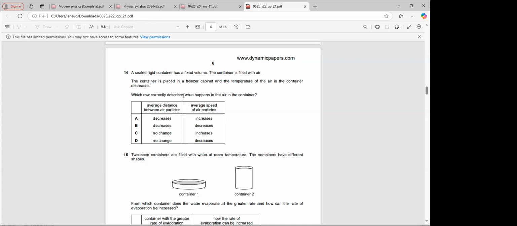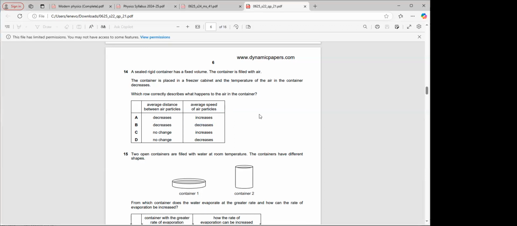Hold on. B. Yes, right, both will decrease, correct.